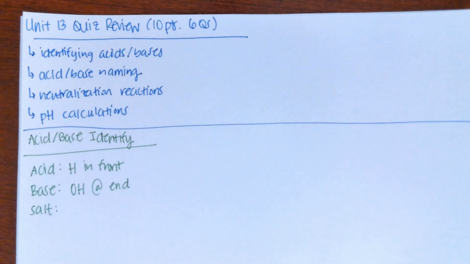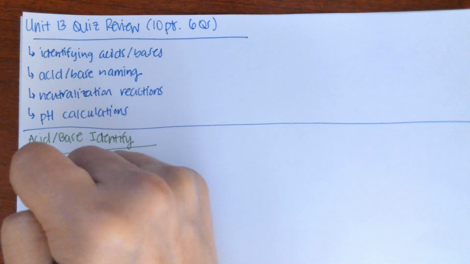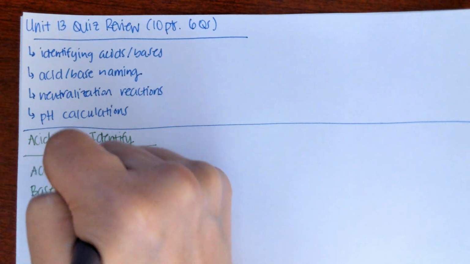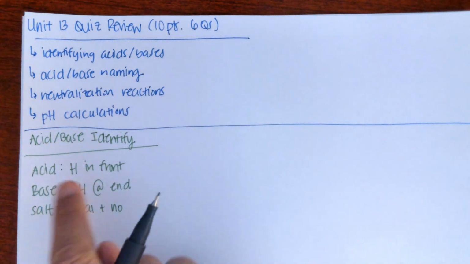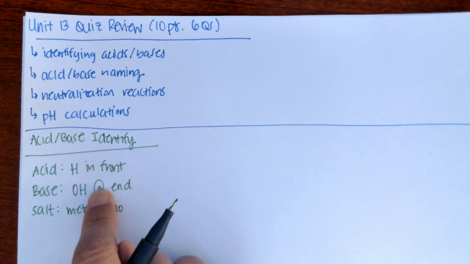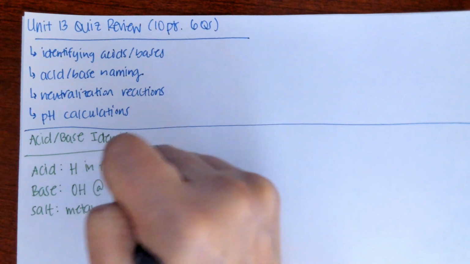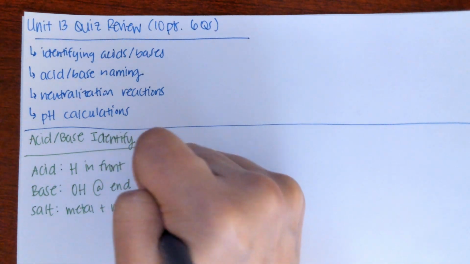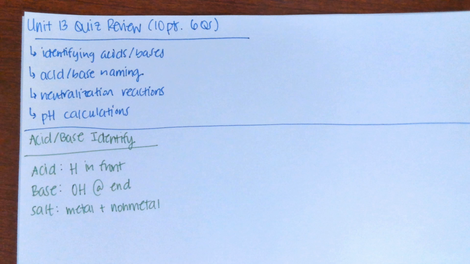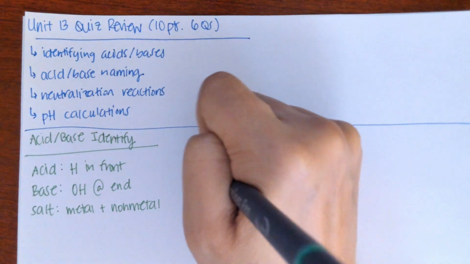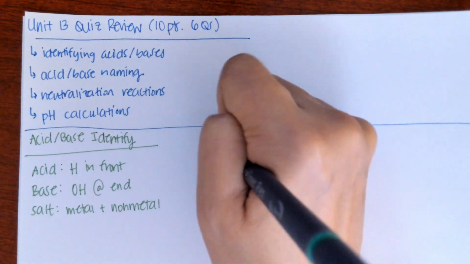All right, so how do you know if something is a salt? When you have a metal and a non-metal. So basically, if you don't have either of these things, it is considered a salt. So we know sodium chloride is a salt. Potassium bromide, potassium chloride, anything that doesn't have H or OH, it is considered a salt.